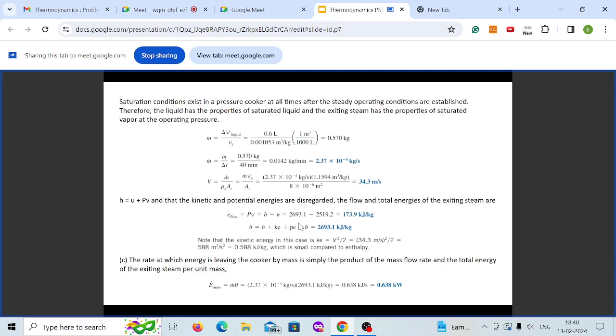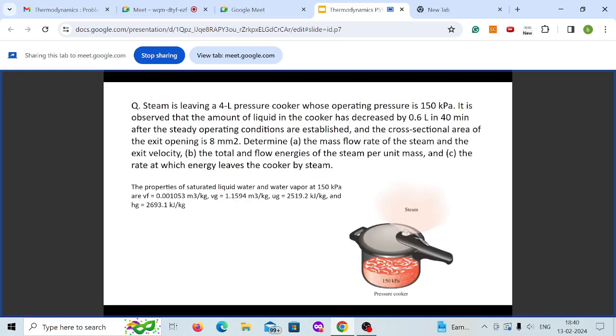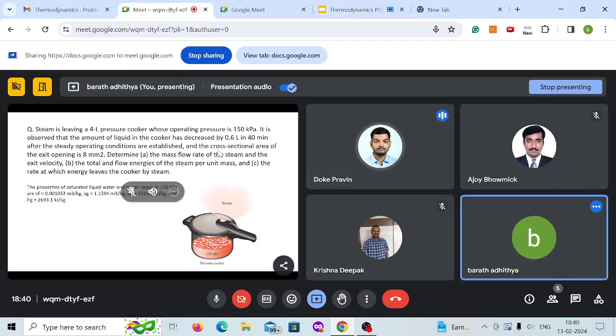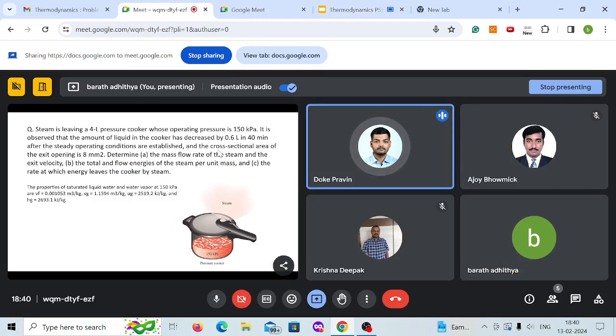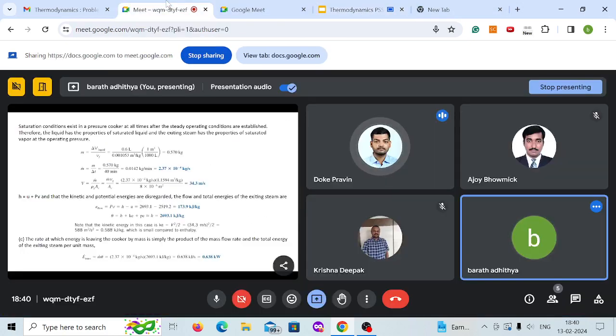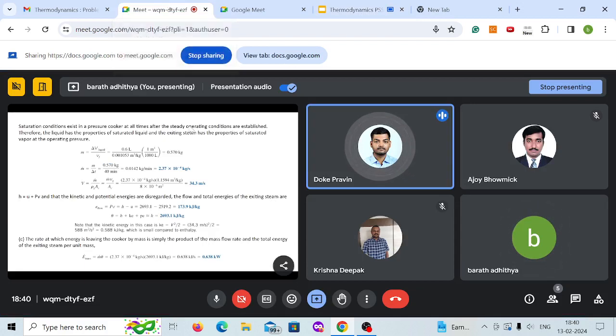So the third part of the question was, Excuse me, sir. Yes. Sir, I have a small doubt. Could you please move to the next slide? Yeah, let's go ahead. Next one. Okay, sir, in calculating m, you have taken Vf, and in calculating velocity, you have taken Vg. Could you please explain that?